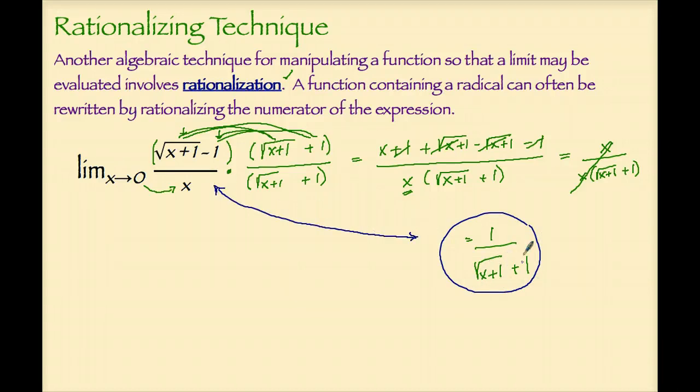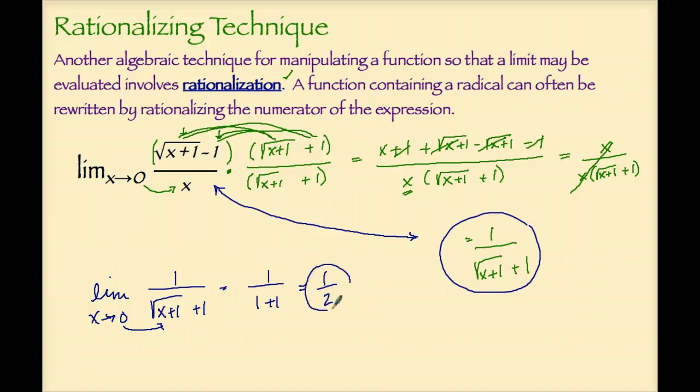We algebraically manipulated it so that it looked different, but in this form, we will be able to use direct substitution. So I'm going to take the limit as x approaches 0 of 1 over the square root of x plus 1, plus 1. I am able to directly substitute 0 into the function now. I get 1 over the square root of 0 plus 1, which is 1. The square root of 1, of course, is 1, plus 1, which is 1/2. And that's your limit.